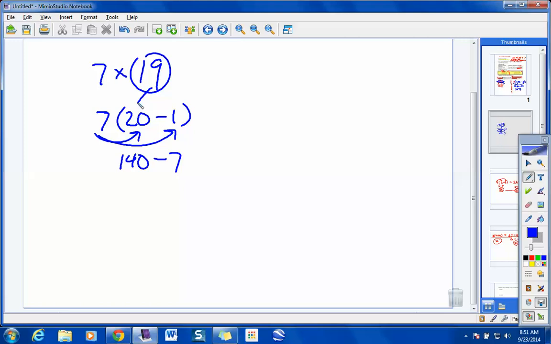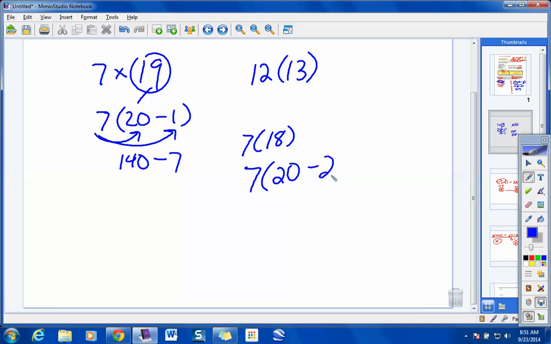Maybe another example. How about we do 12 times 13? Wait, okay, so what if you have 7 times 18? I'd probably move that up to a 20. Okay, 7 times, what do you have to do to the 20 to make that an 18 still? Minus 2, right? Oh, I get it. You have to write an equivalent numerical expression for that value, alright? You okay with that? Allie, question?